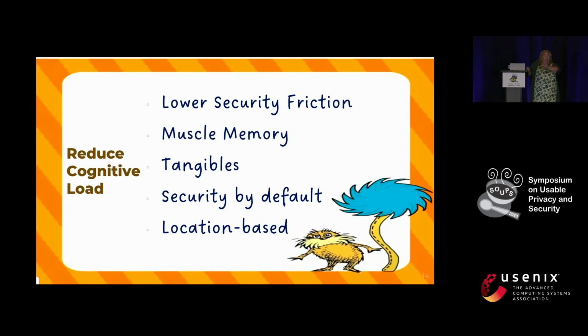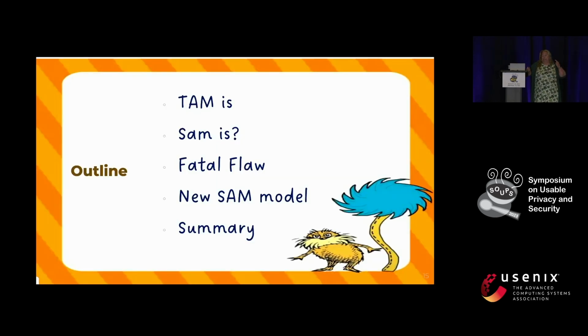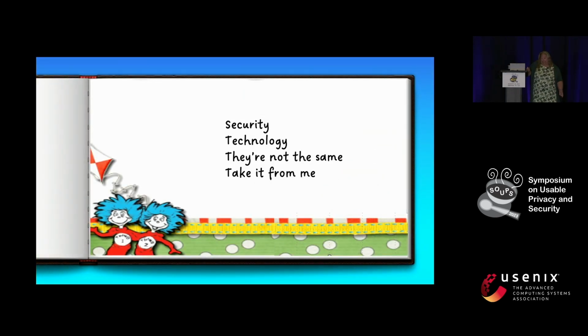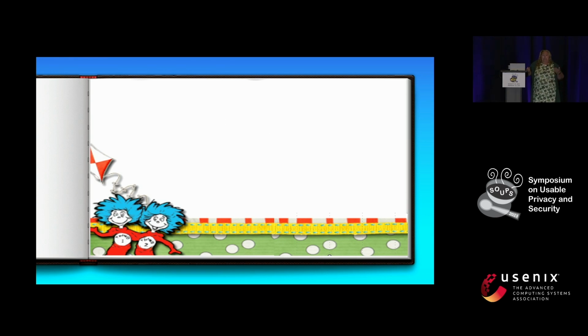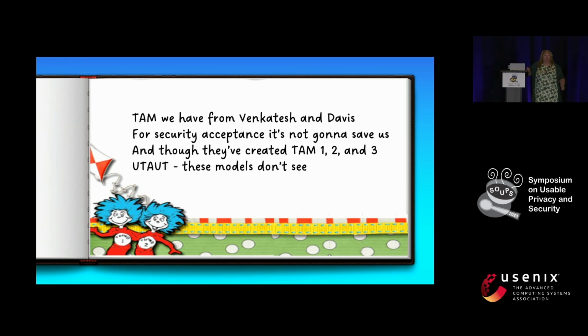How are we going to get there? You're all presenting these great papers on how to do it, and here are some of the solutions. So, I've told you what TAM is, what SAM is, fatal flaw, new SAM model. All we need is my summary. Security technology, they're not the same. Take it from me. TAM we have from Venkatesh and Davis for security acceptance.